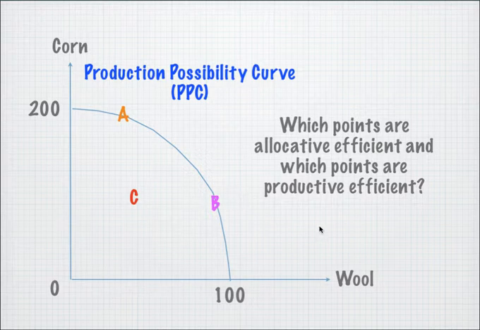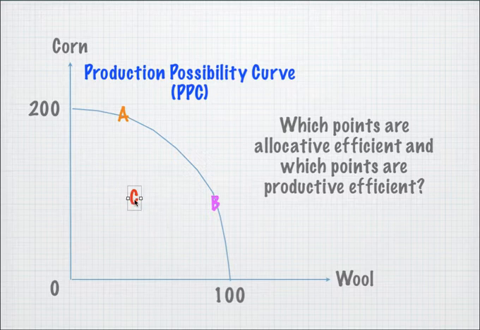Which points here on the diagram are productive efficient? Is A productive efficient? Is B productive efficient? Is C productive efficient? Well, if you've answered A and B, bingo, because those are the two points that are productive efficient. And why is that the case? Let's just compare point A and point C. What makes point A productive efficient, but point C not productive efficient?